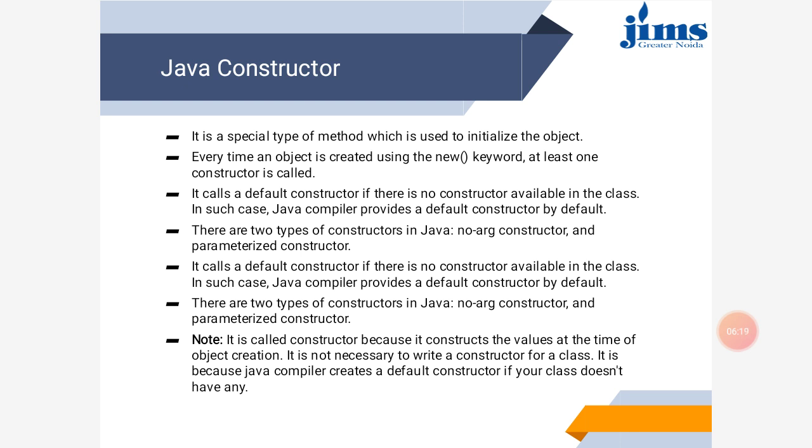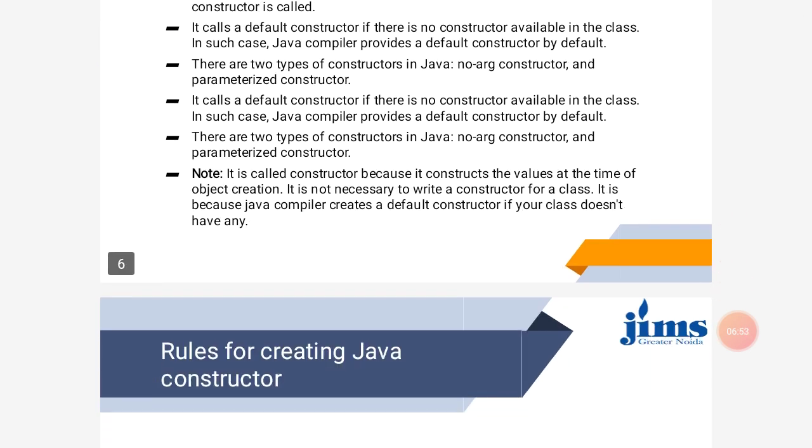It is not necessary to write a constructor for a class. It is because the Java compiler creates a default constructor if your class does not have any. It means it is up to us what constructor we are using. If we are not mentioning one, then the compiler will provide a default constructor. If we have written any constructor in the program, then that will be called, and we will mention it at the time of object creation.